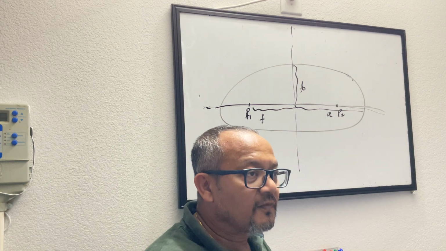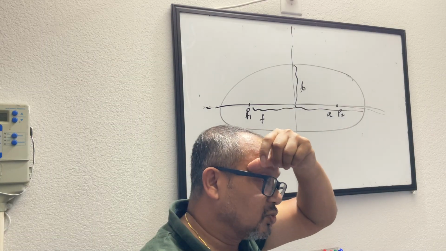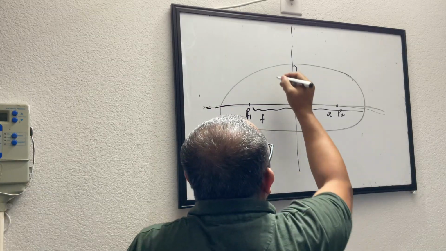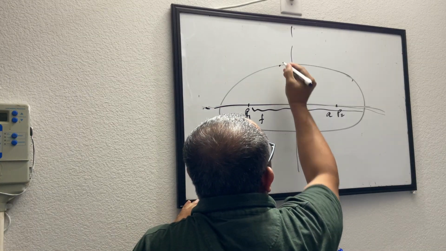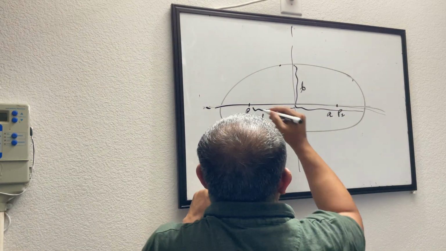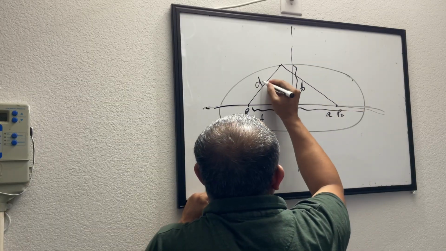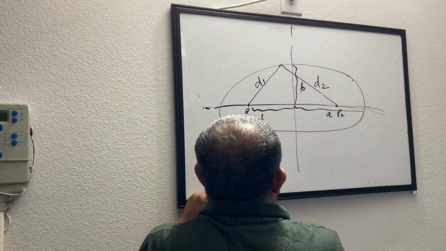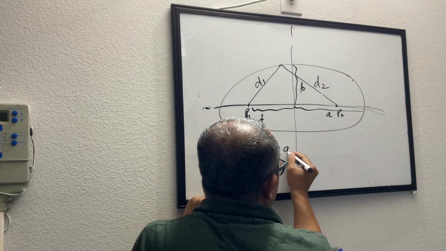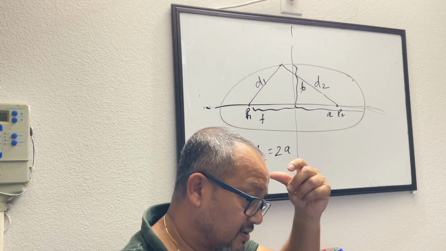Now let's try to find out the relationship between the focal length and the 2 radiuses that we are aware of, the minor and major radius. Let's pick up any point here. Okay? So what the foci says is the sum of this distance plus this distance. If this is d1 and this is d2, d1 plus d2 is equal to 2 times the major radius. This is the property. Yeah? Is this okay so far?